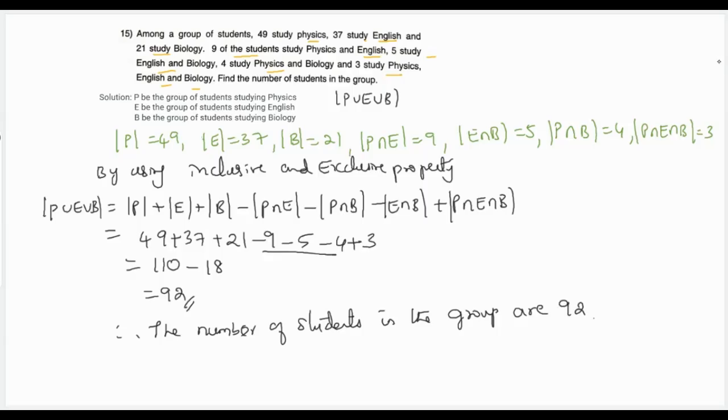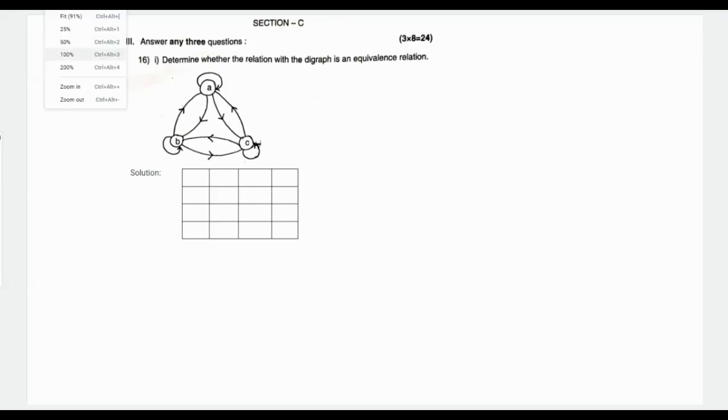So moving on with the next question, we have: determine whether the relation with the digraph is an equivalence relation. If it is an equivalence relation, we have to prove it is reflexive, symmetric, and transitive.